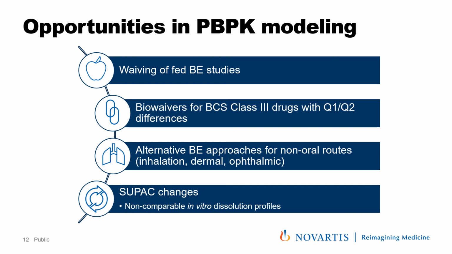So what are the opportunities that PBPK models will then be useful for? There is a possibility to waive fed bioequivalence studies required by some regulatory agencies. There have also been ideas to justify bio-waiver for BCS class 3 drugs with Q1 and Q2 differences. The models could also be used to show bioequivalence for different non-oral drug products, avoiding clinical endpoint studies. PBPK models are also used for justifying different scale-up and post-approval changes, such as the case I presented.